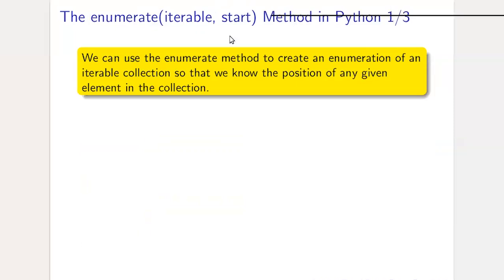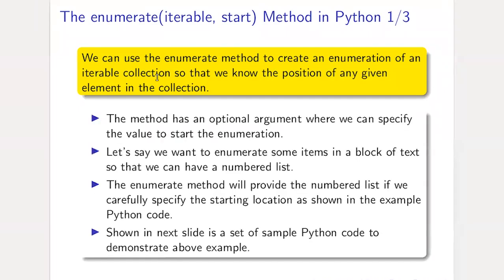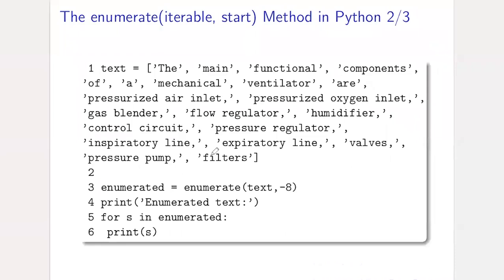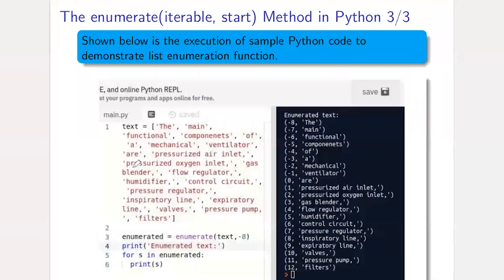Then this particular method enumerate allows me to create an enumeration. So let's see how this behaves. The first argument is an iterable, which means a list in our case, because we are using the list as an iterable, and we can specify the starting position. Here's my example text on how it behaves. Let me show you the runtime. Okay.